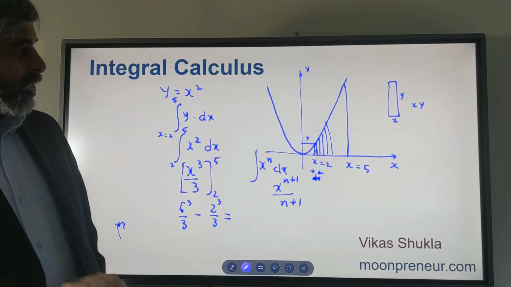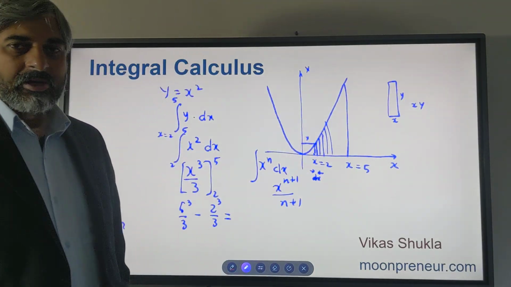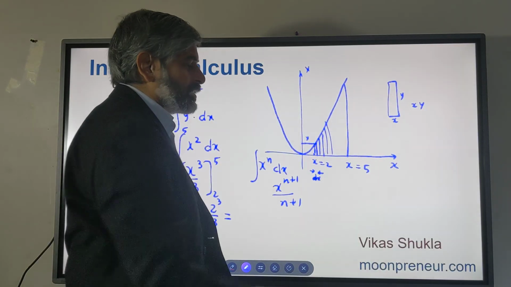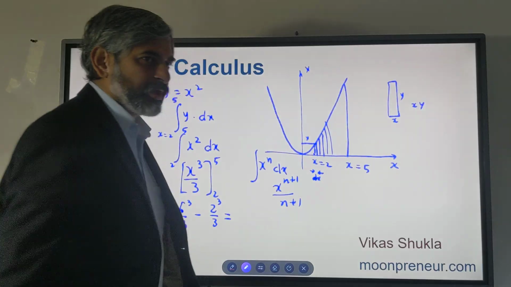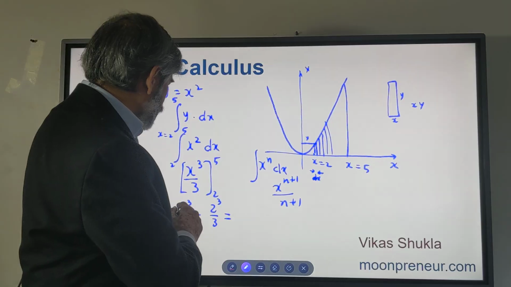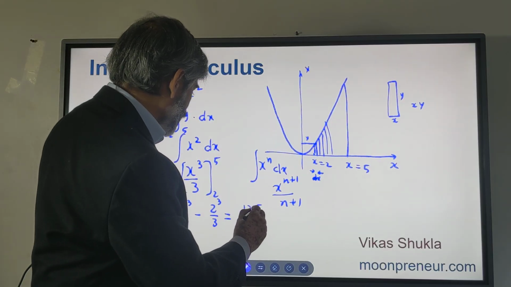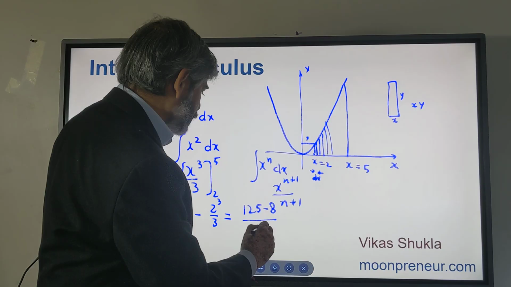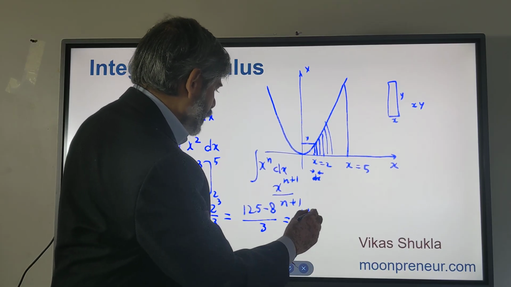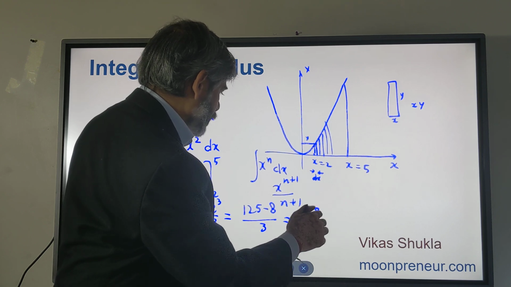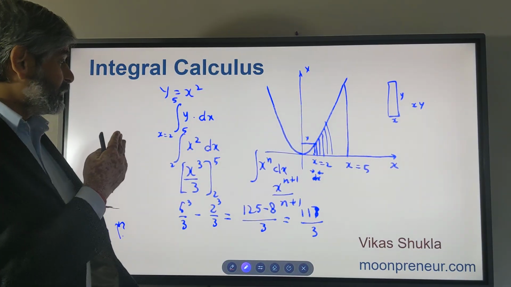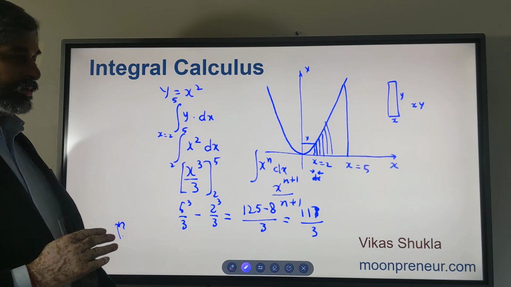I will let you do this exercise: if you divide the region into, let's say, 5, 6 or 10 parts, and calculate the area using those individual strips, and then compare, this solution and that solution are going to be very close. For example, this one is 125 minus 8 divided by 3, which is 117 divided by 3. So that is how you calculate an integral. That's one application of integral calculus.